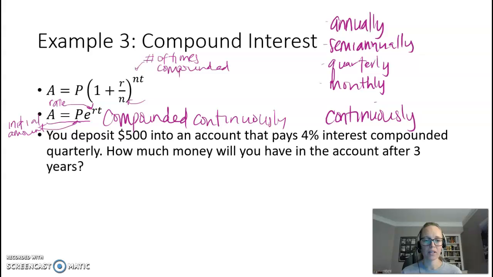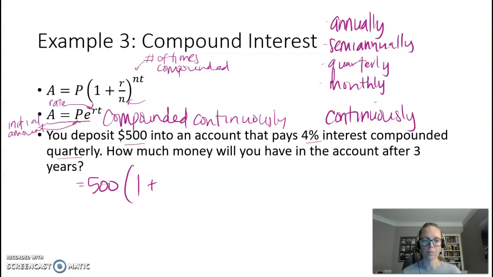So in this example here, we have $500 that gets deposited, pays 4% interest compounded quarterly, and it's asking how much money will you have in the account after 3 years. So this one is just plugging in the information we've been given. We know that that initial amount is $500.